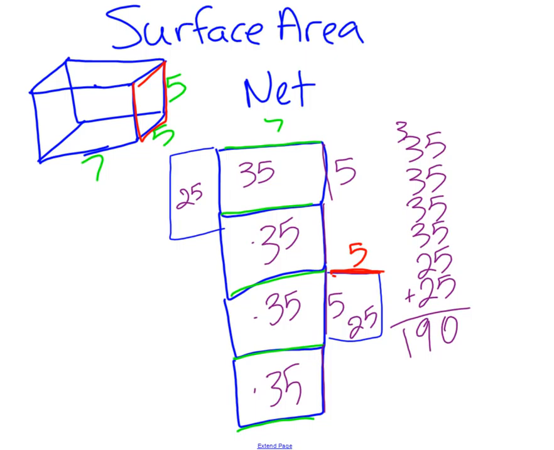Okay? So this is our surface area. Oh, so surface area is just the whole thing. Right. Can't you just multiply it by 4 and then times 2? You could.